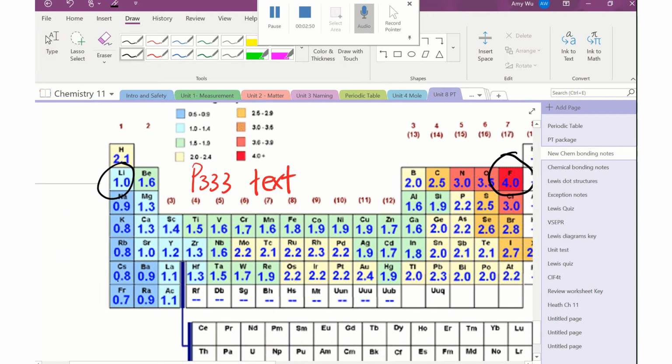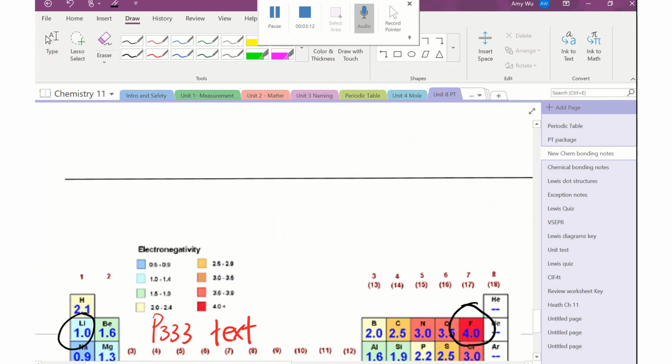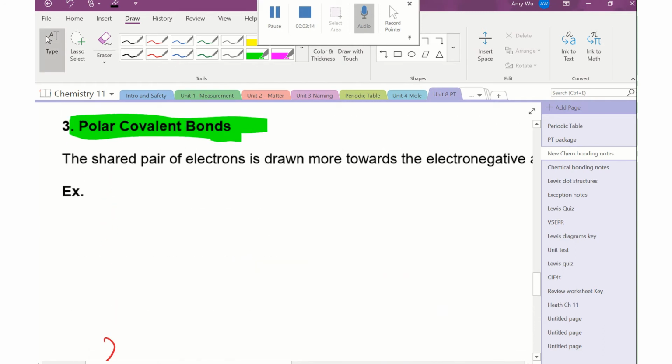And if you look vertically, lithium is a little bit stronger than francium, because francium has 7 shells, right? So it's a big atom. It doesn't feel its electrons as close as lithium does. So lithium is a little bit stronger in terms of electronegativity. So why do we care about this?